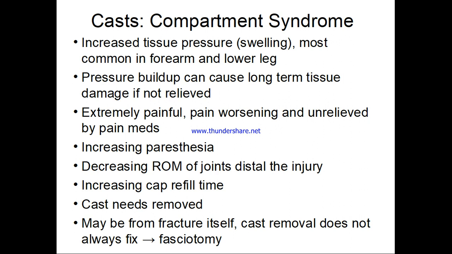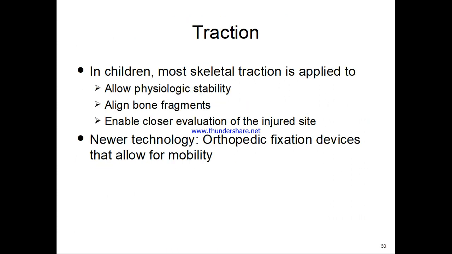Compartment syndrome can occur from a cast being too tight, or it can occur from the injury itself. So when we remove the cast, that doesn't always necessarily eliminate the compartment syndrome. And compartment syndrome that does not improve following cast removal sometimes requires a procedure called a fasciotomy, where actually the limb is surgically cut into. A linear incision is made through the subcutaneous and muscle tissues to leave it open to relieve some of that pressure.